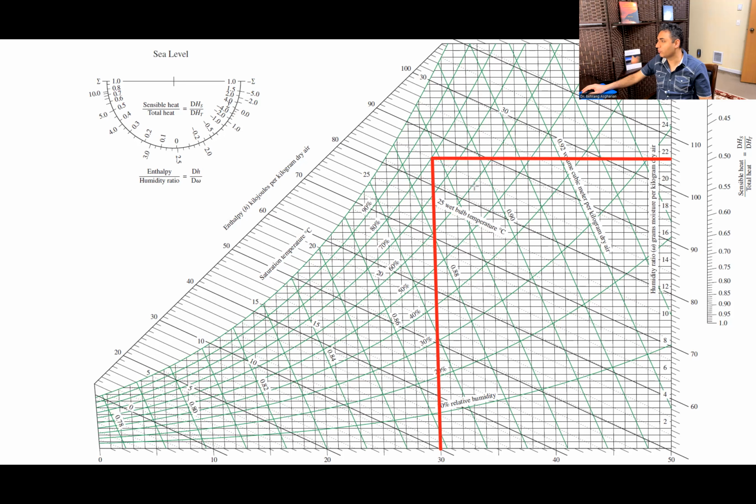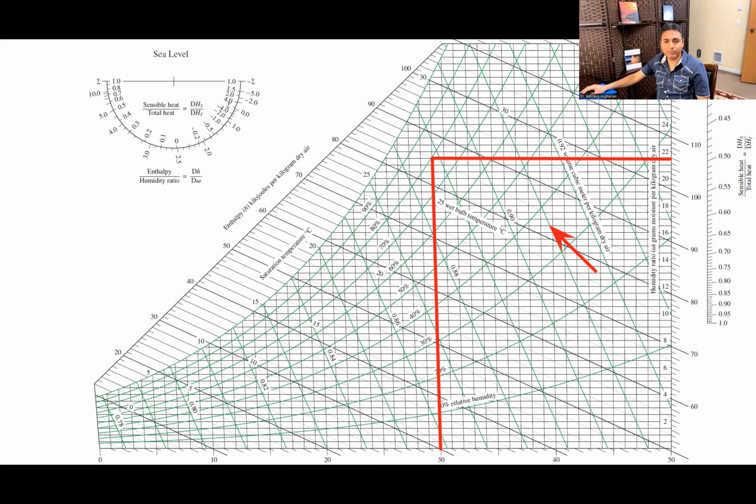Let's say I'm looking for the specific volume per kilogram of dry air. Okay, that was another interesting thing that we needed to find. So I showed you these dashed lines, the wet bulb temperature. These green straight lines, these guys, I'm talking about these guys. Do you see these? These are the specific volume per unit of kilogram of dry air. That's very important.